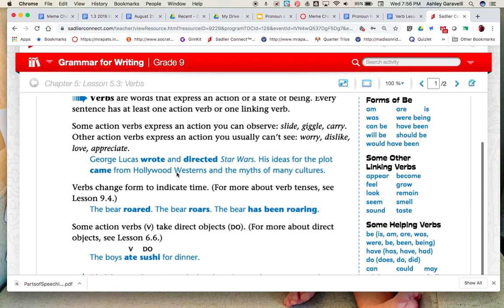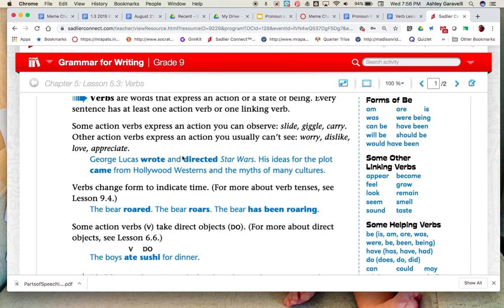Okay, the next part, some action verbs express an action you can observe. Slide, giggle, carry. So what that means is these are actions that you can see. So you can see someone sliding either down a slide or in baseball. You can see someone giggling, laughing. You can see someone carrying something else.